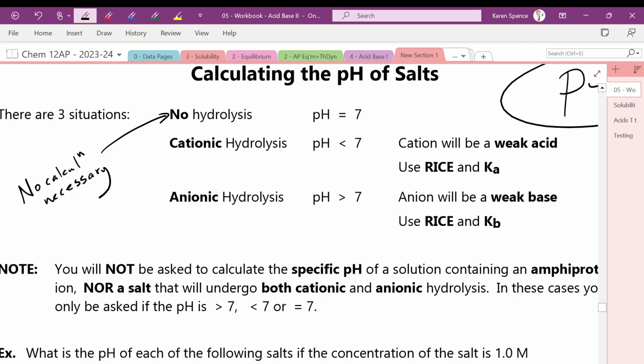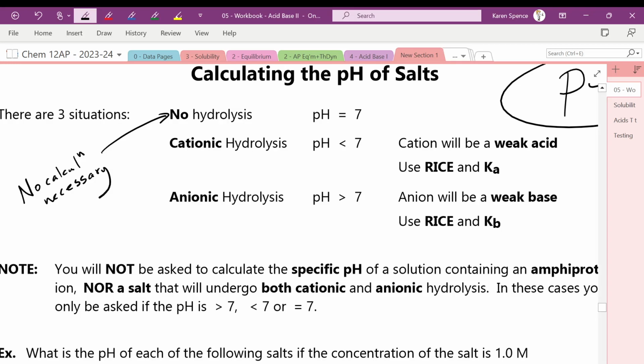Yes? Are we ever going to have to deal with amphiprotic ions? No. No. No. You'll never be given anything too complicated, okay? I don't remember even being given anything that complicated in university. Maybe I was, but I don't remember it.